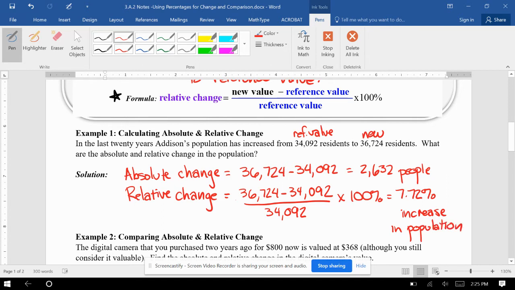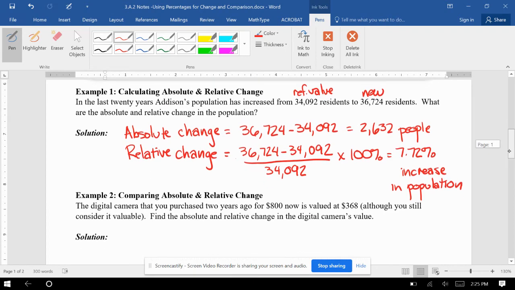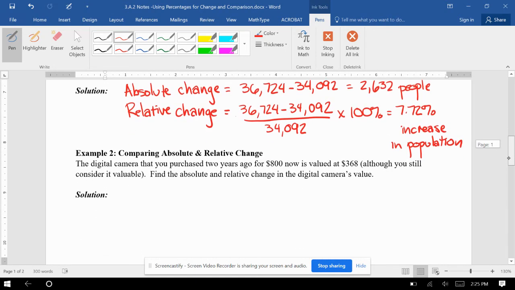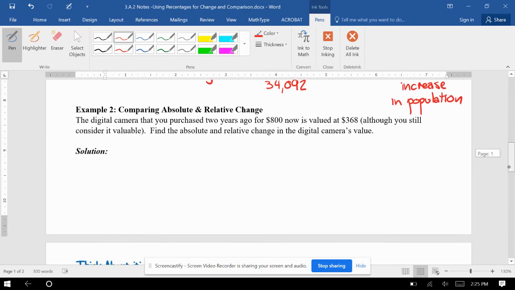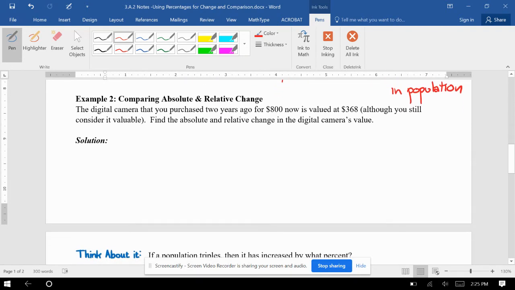Okay? So that is absolute change and relative change when it comes to a population example. So if the village of Addison saw that, they'd be like, maybe we need to have more housing. Or maybe we need to make more room in the schools because our population has gone up so much in the last 20 years. So you can use that information to make a decision about something.